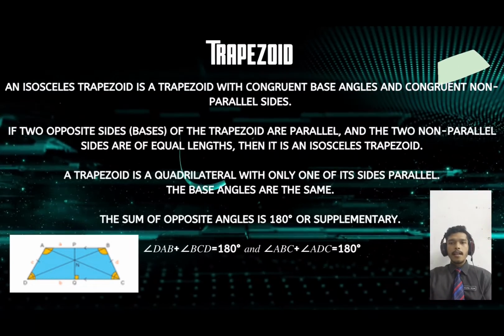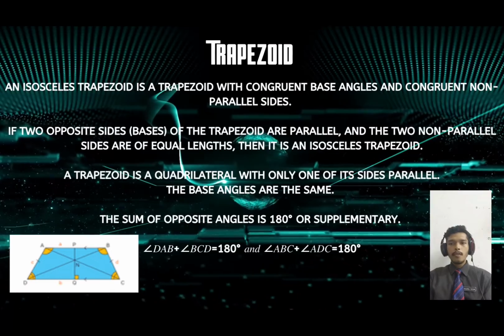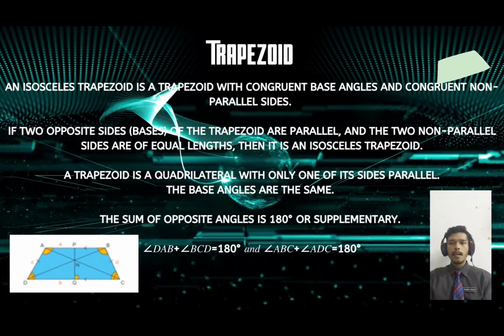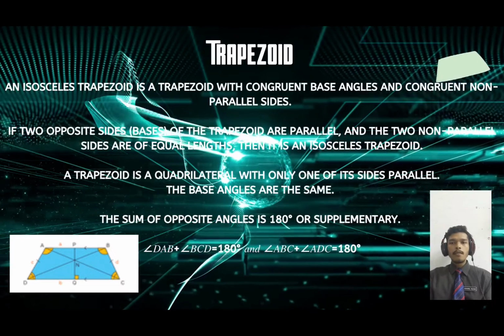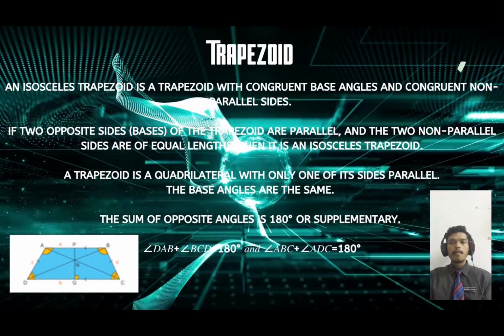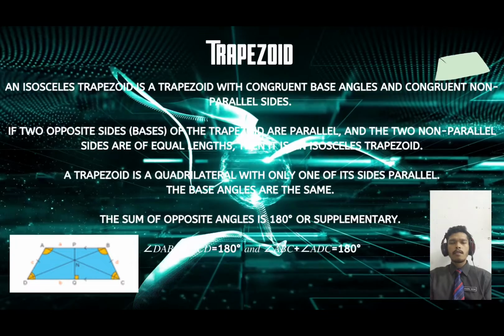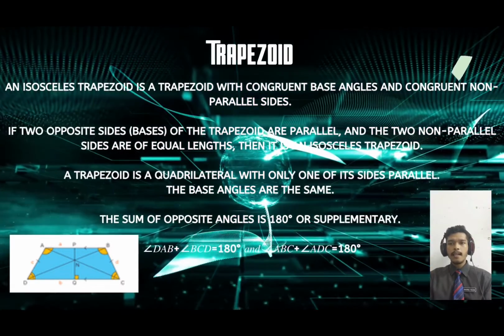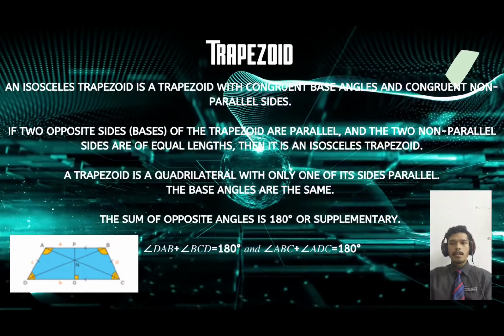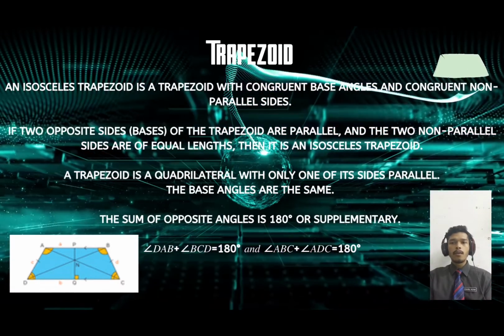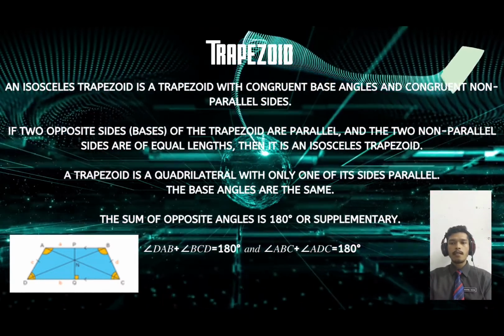Trapezoid. An isosceles trapezoid is a trapezoid with congruent base angles and congruent non-parallel sides. If two opposite sides of the trapezoid are parallel and the two non-parallel sides are equal in length, then it is an isosceles trapezoid. A trapezoid is a quadrilateral with only one pair of sides parallel.